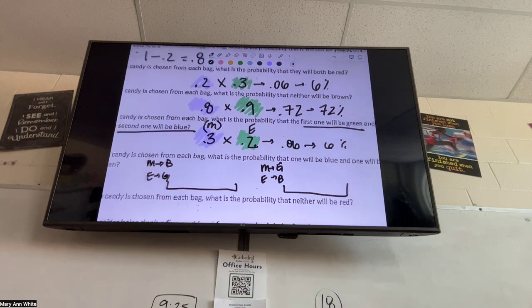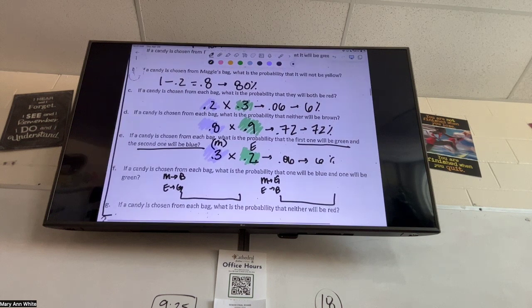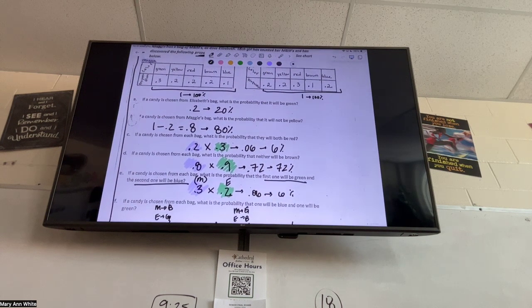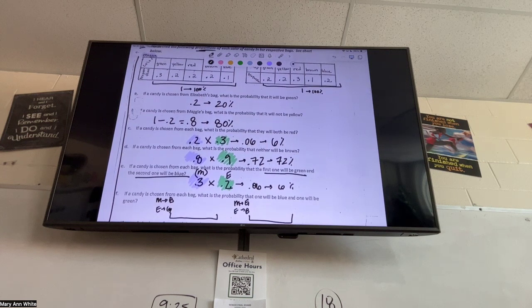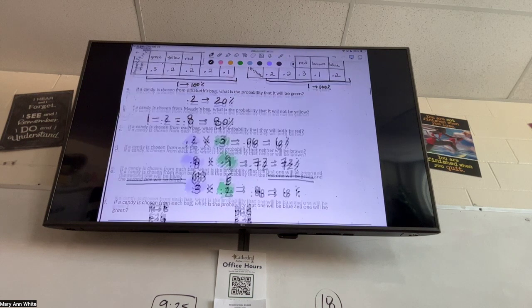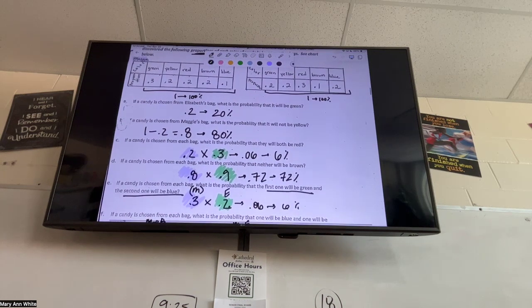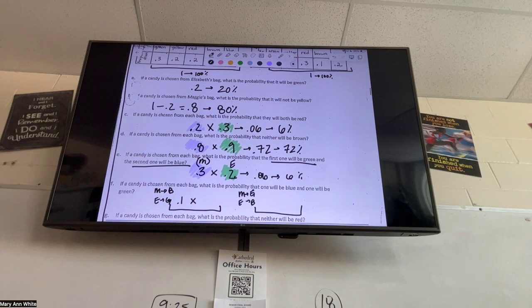So we have to look at both of those situations. Okay. What happens if we get a blue from Maggie and a green from Elizabeth? What 2 numbers do we have there? A blue from Maggie will be, I think Maggie's 10%. And then a green from Elizabeth would be 20%, good.